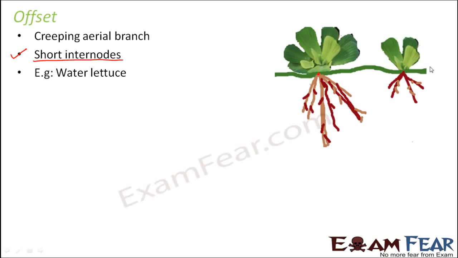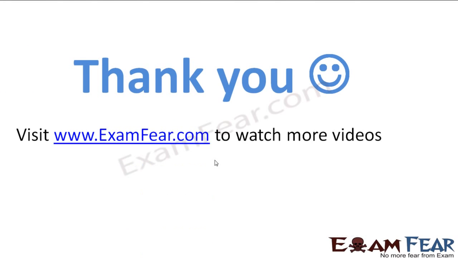It is also seen in other plants like Eichhornia or Pistia, which are mostly aquatic plants. So these were the 4 different types of creepers or the subaerial stems. We discussed the modifications of aerial stems, the modifications of subaerial stems, and now, thank you.